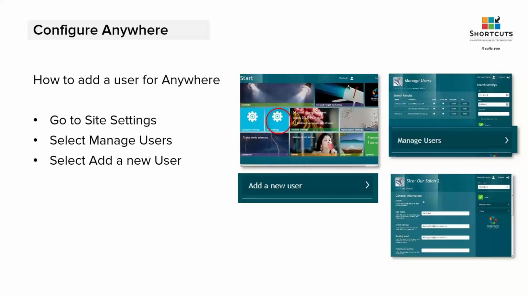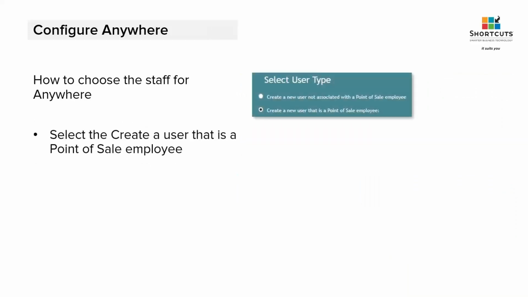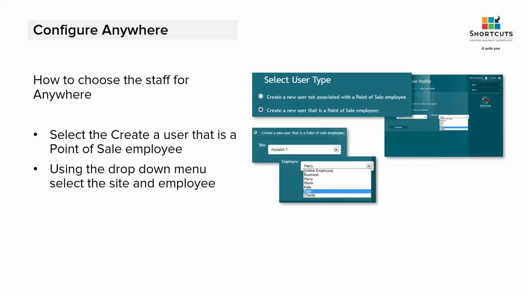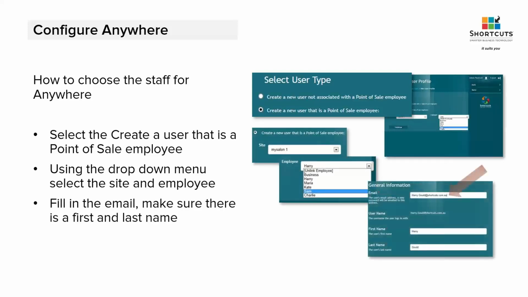Now, when you press Add a New User, Shortcuts wants to know what type of person this is. So is this a person that's already in your system or is this a person that's outside? So you have two options, a user not associated with point of sale or a user that is a point of sale employee. The first option you would actually use when you're setting up, let's say, a business partner, somebody that doesn't necessarily work at the salon or the shop that you work at. The second option is the one that's most often used.